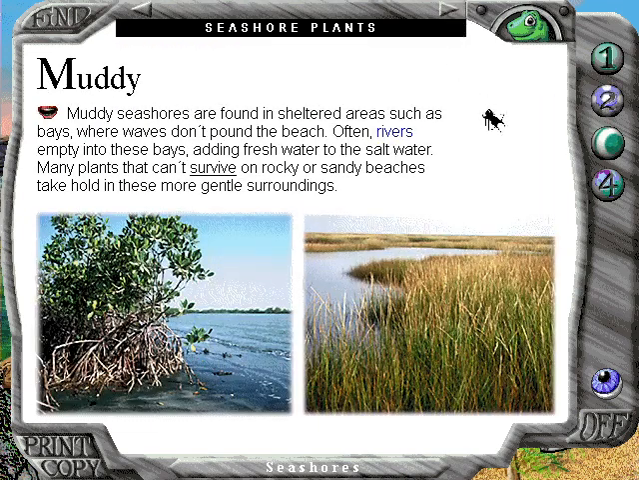Muddy. Muddy seashores are found in sheltered areas, such as bays, where waves don't pound the beach. Often, rivers empty into these bays, adding fresh water to the salt water. Many plants that can't survive on rocky or sandy beaches take hold in these more gentle surroundings.